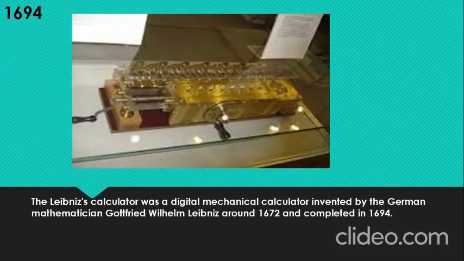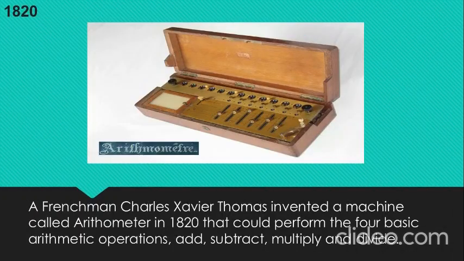In 1694, a German mathematician and philosopher Gottfried Wilhelm Leibniz improved the Pascaline by creating a machine which works via the binary system, a machine without wheels or cylinders, just using balls, holes and sticks for the transport of the holes. A Frenchman, Charles Xavier Thomas, invented a machine called the arithmometer in 1820 that could perform the 4 basic arithmetic operations: add, subtract, multiply and divide.